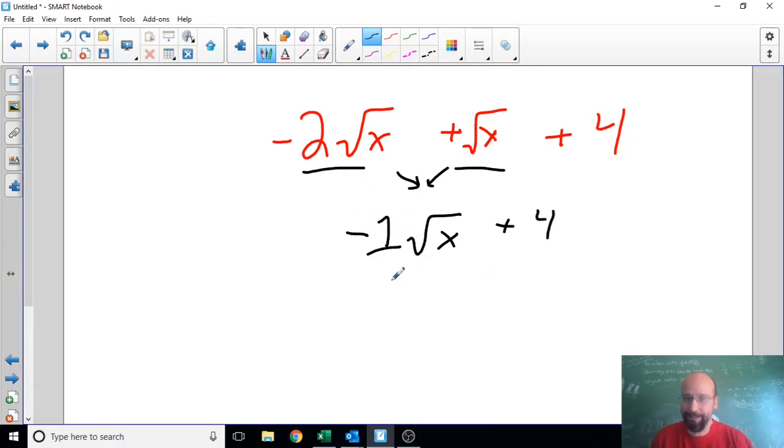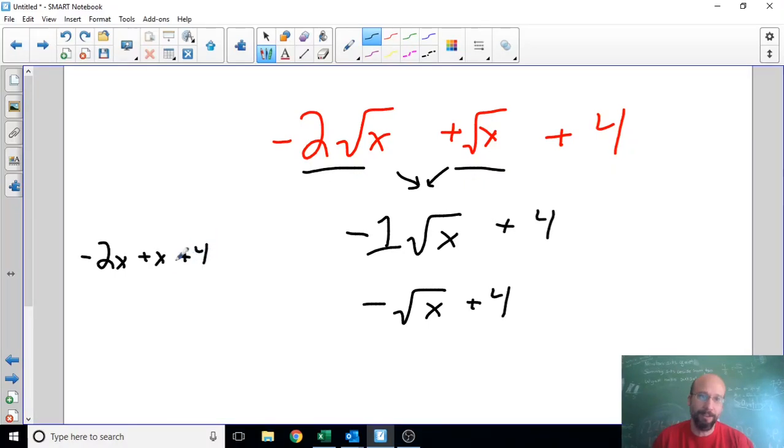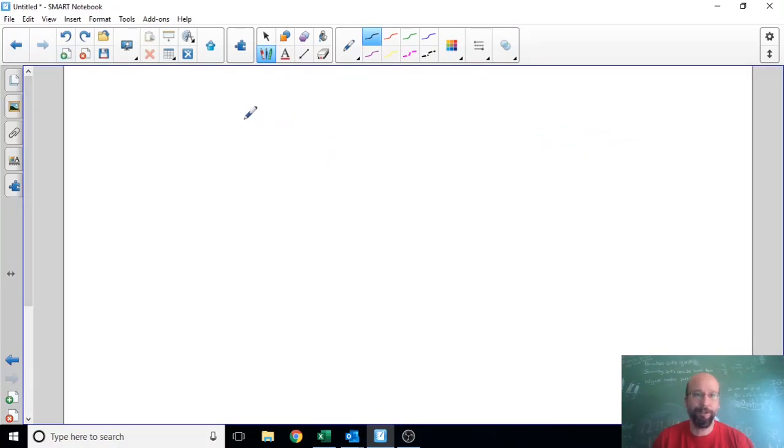And I don't need the negative 1, right? I can just have negative x plus 4 because the 1 is imaginary. Again, this type of problem is the exact same as if it was just negative 2x plus 4, right? Negative x plus 4. Right? It's just combining like terms. Just like with combining like terms, they have to be the same variable.